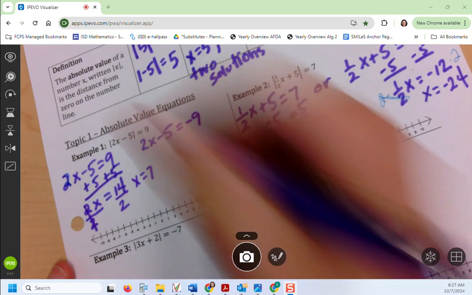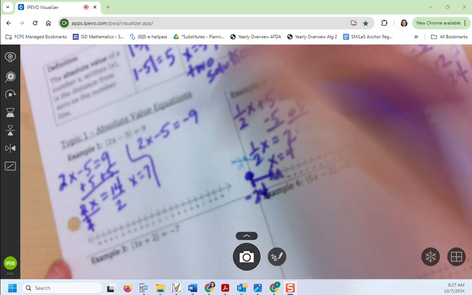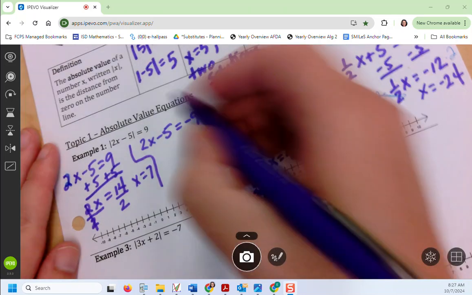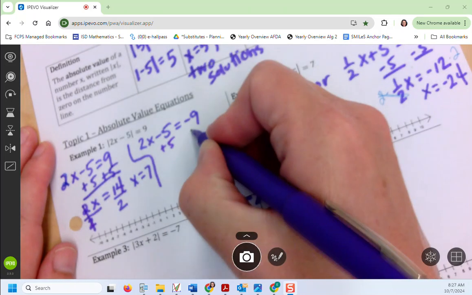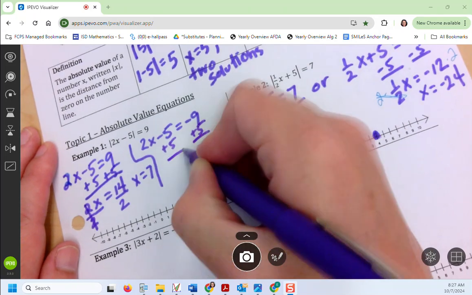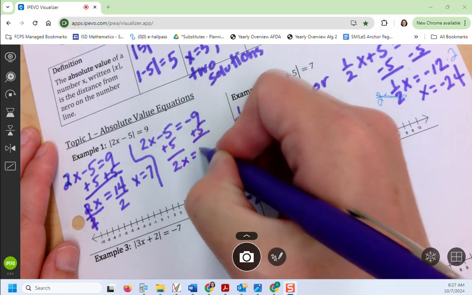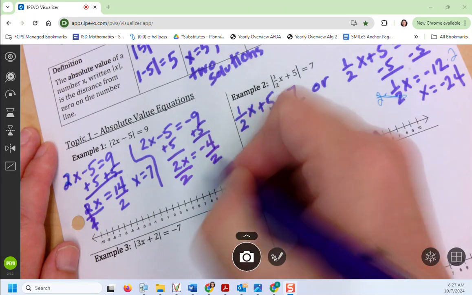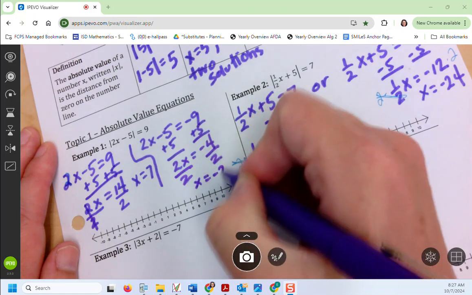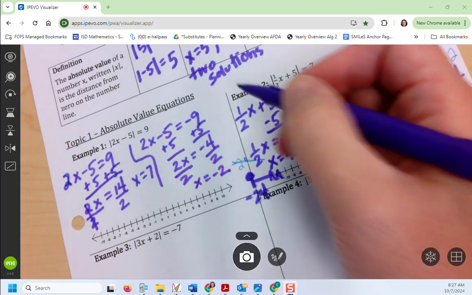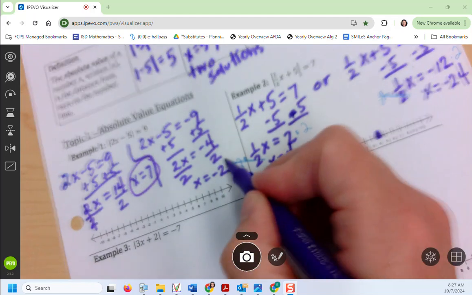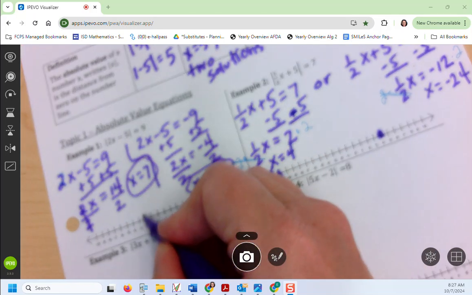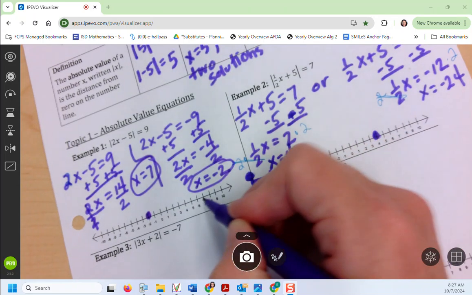And then the steps are going to be the same for the next one. We get a different answer, of course. So this one I'm going to add the 5 again. And this time get 2x equals negative 4. And then divide by 2 and get x equals negative 2. So we have 2 answers, this one and this one. And we're going to mark them on your number line. Negative 2 and 7.